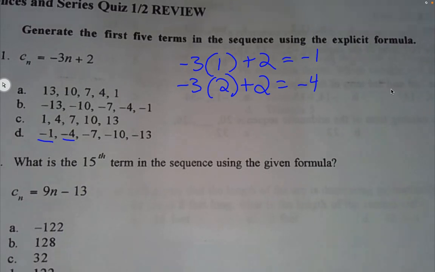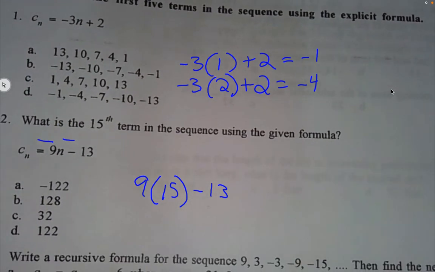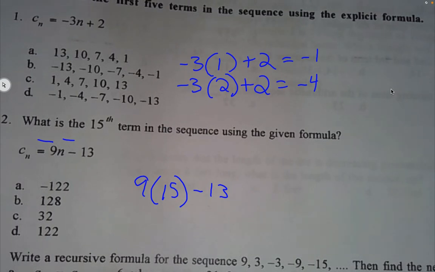Number 2 is easier, or I think it is, because you only have one number to plug in, right? What number are we going to plug in on number 2? 15. Okay, that's all we do. So I'm going to take 9 times 15 minus 13. And what do we get for that? Did y'all get 122? Let's see, 9 times 15 is 135, and then minus 13. Yeah, you get 122. So your answer on that one is D. Number 2 is D. Everybody good so far? Not a bad quiz.